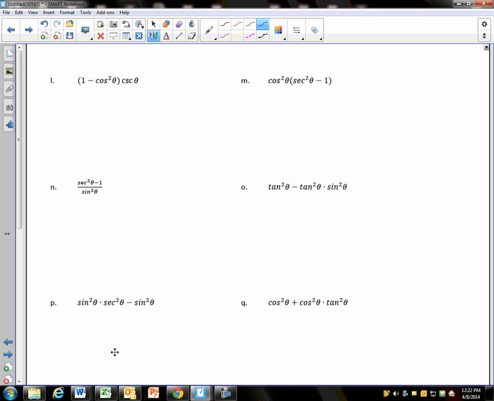So, here we go. 1 minus cosine squared times cosecant. This is slightly different from yesterday. We're not going to give you as many hints. We've got to be able to just work through them, okay? So we start here. 1 minus cosine squared times cosecant.